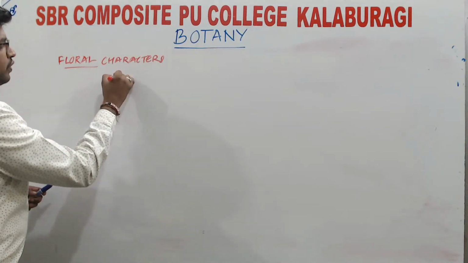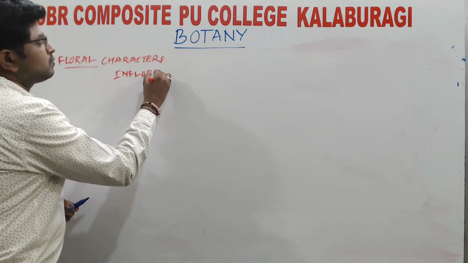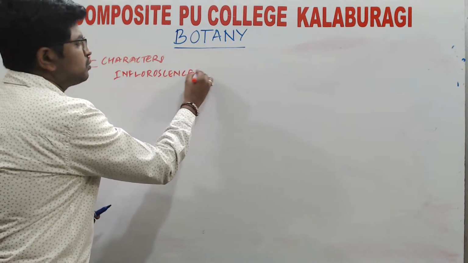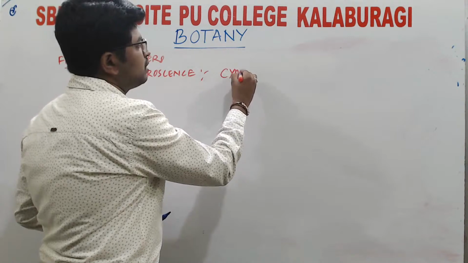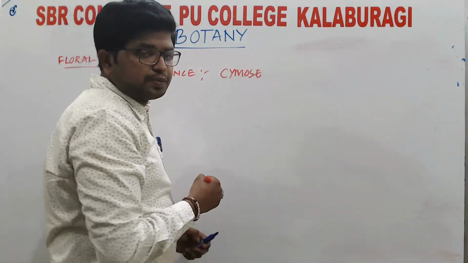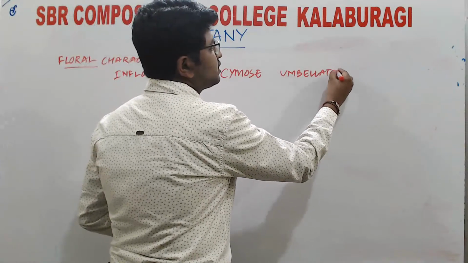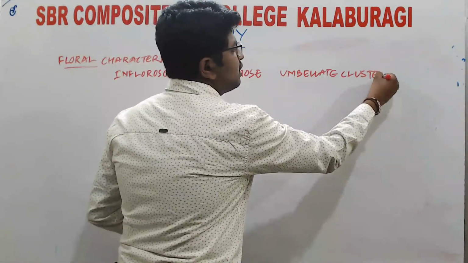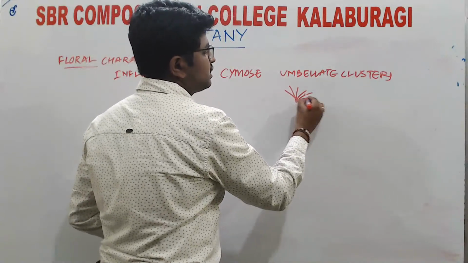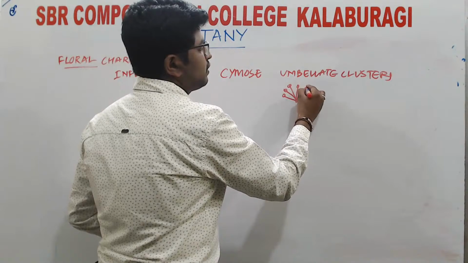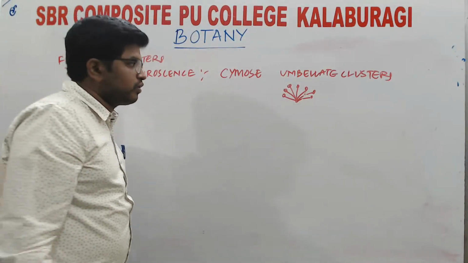The first one you have to consider is inflorescence. The inflorescence you observe with the Liliaceae family is the cymose, especially the umbellate clusters. Meaning what? The flowers are like this, umbellate clusters. This we call umbellate. It is a type of cymose inflorescence.